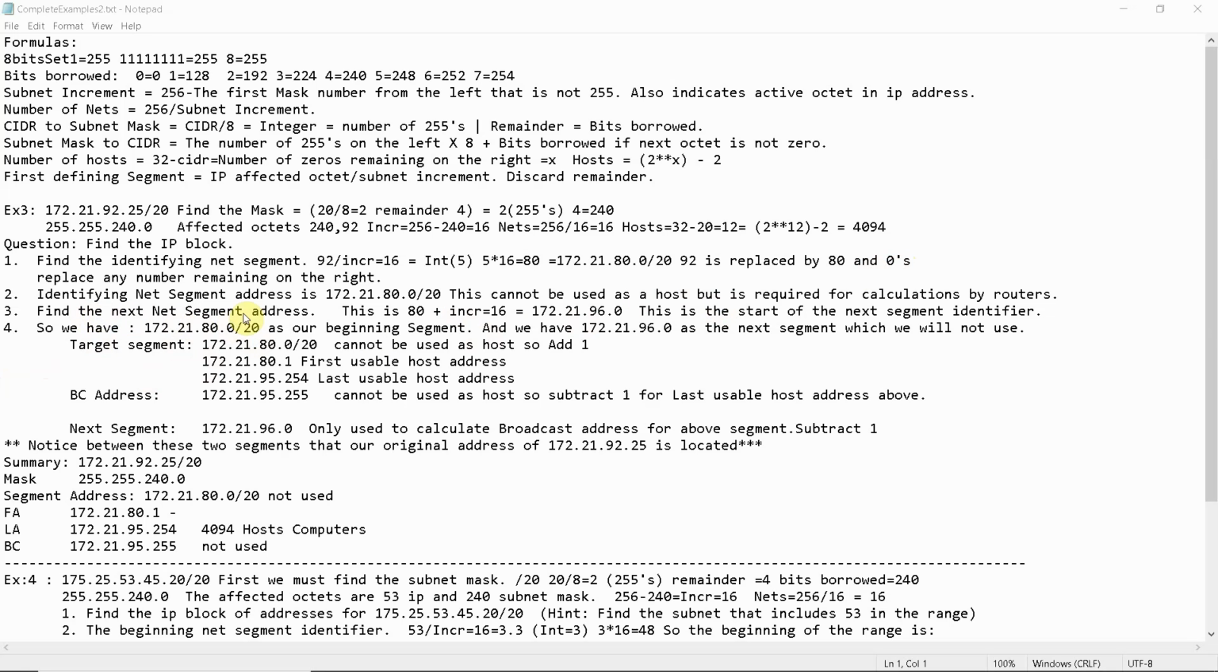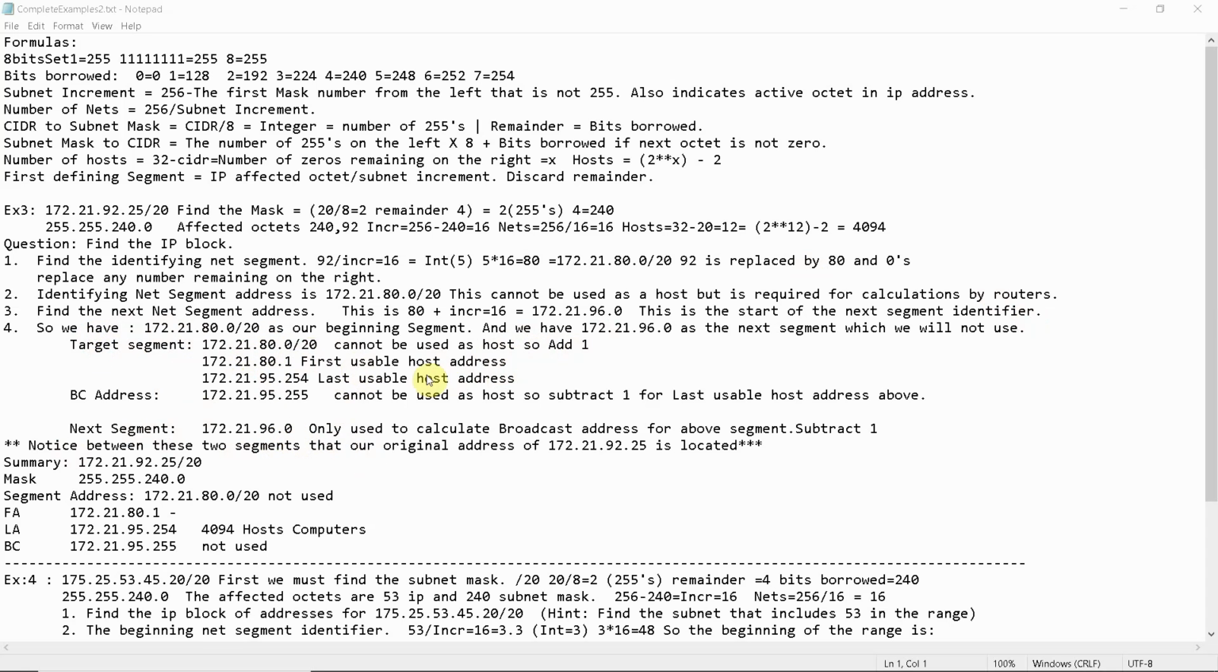So let's find the next segment address. This makes our range. So we're going to take 80 again. Again, it's the active octet, third one over. We're going to add 16 to it. So we're going to get 172.21.96.0. That's the start of the next segment identifier, which we're only using so we can back up and subtract 2 to find what we're looking for. So here we go. That's our beginning segment. So right here, target segment. We got our next segment. We just added our increment to it. 80 and 16, 96.